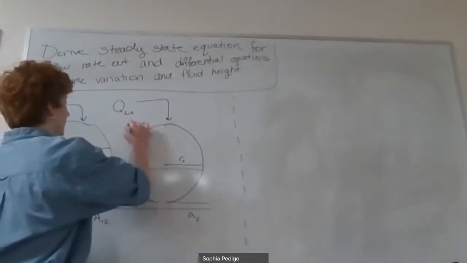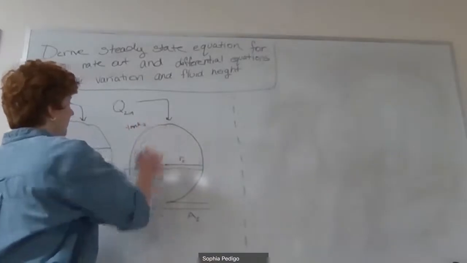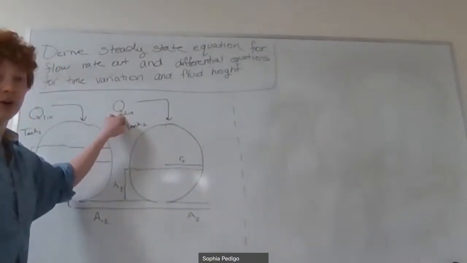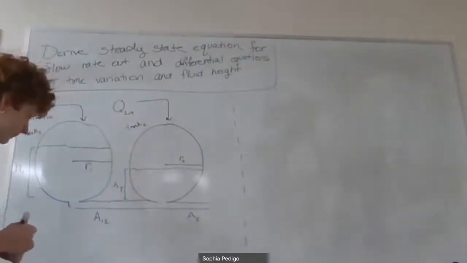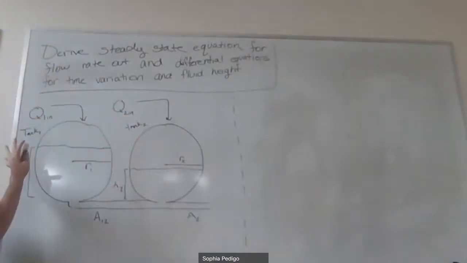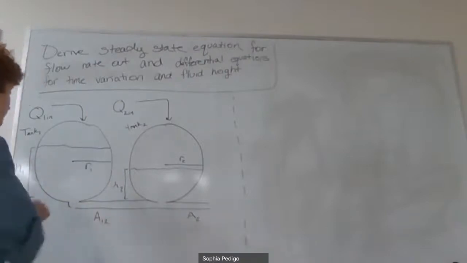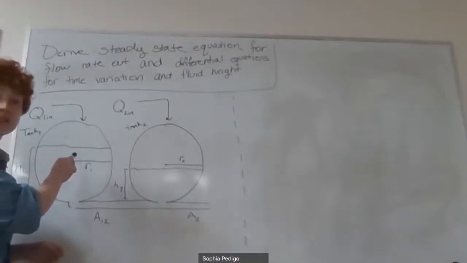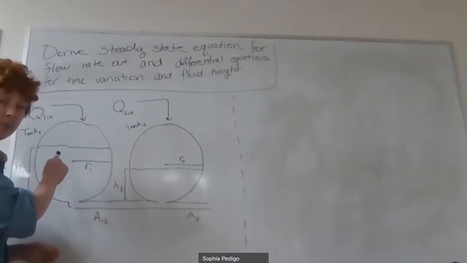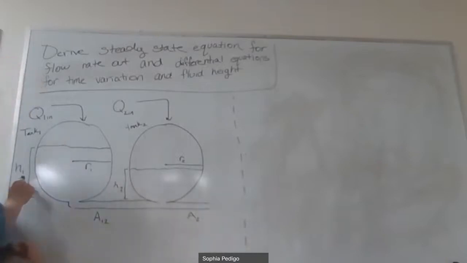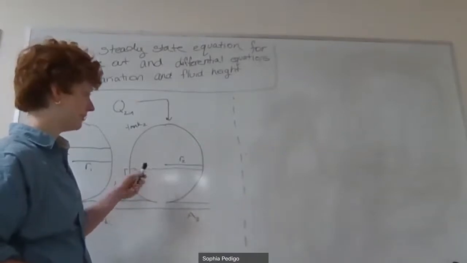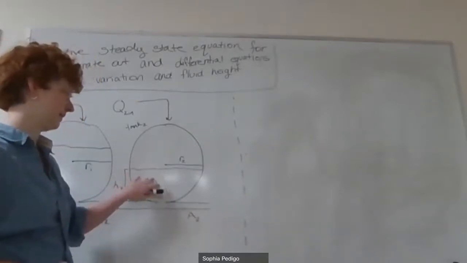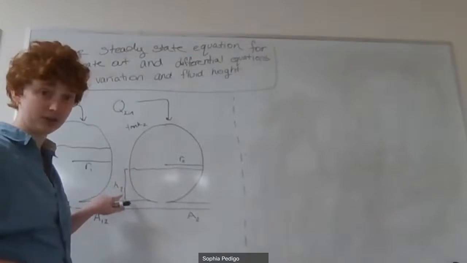Now, for tank 2, we have a similar setup in which there is a different flow rate called Q2N, which is flowing into the tank. Each of these tanks is at an initial steady state. So the liquid in tank 1 is at some initial steady state height, which we'll call H1. And tank 2 is also at an initial steady state, so the liquid inside this tank is at a steady state height too.